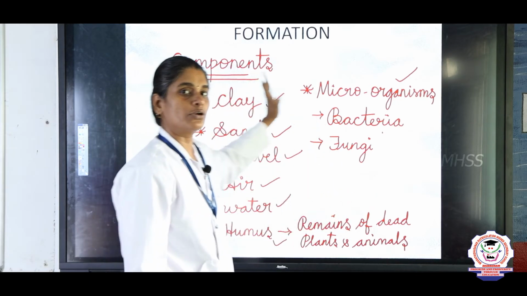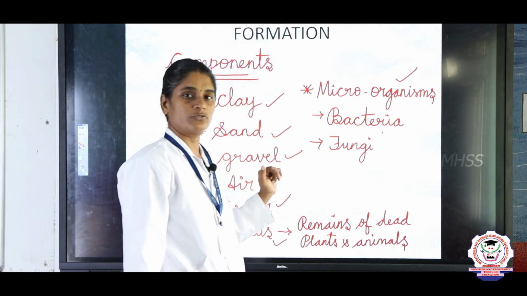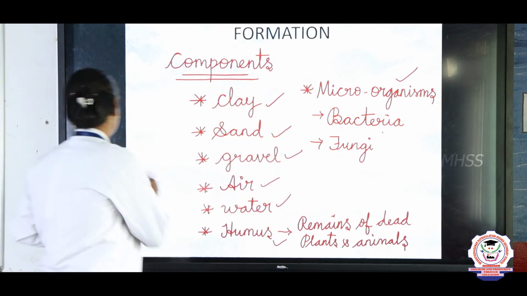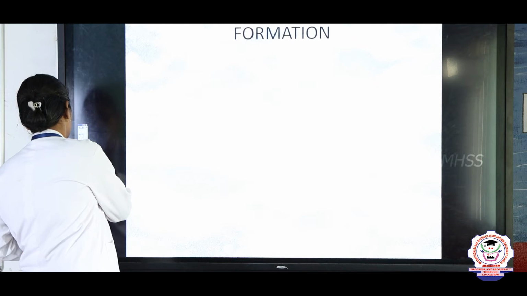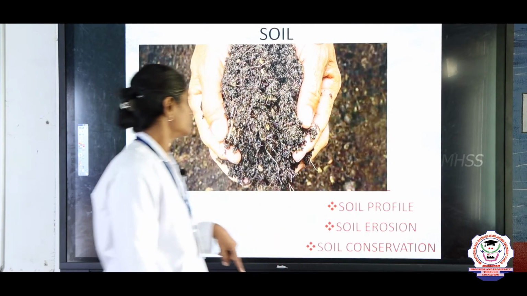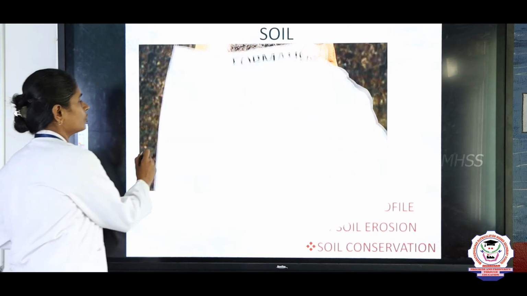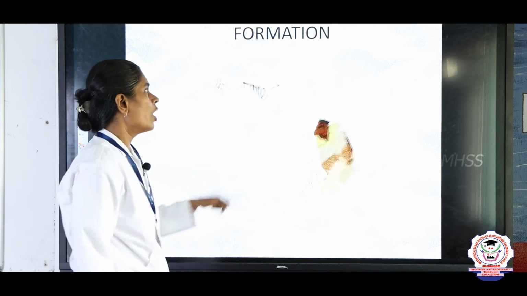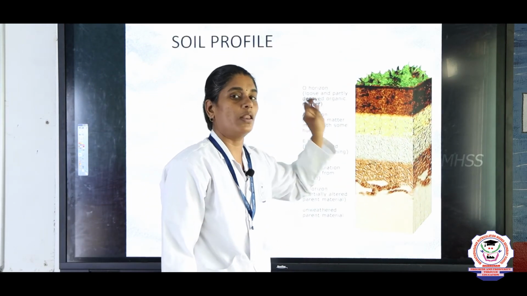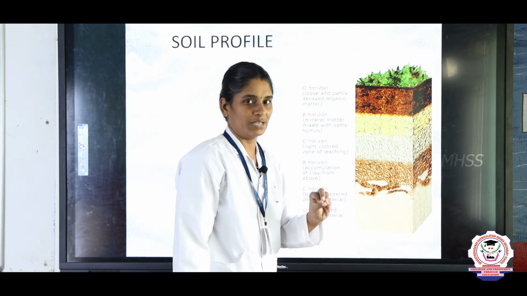They may ask this in your 2 mark or in your 5 mark, also in creative questions. What are the components of soil? You have to write all these explanations, right. Next we will see soil formation. We saw how the soil is formed. Soil is formed by the breaking of big rocks into smaller particles. This process is called weathering.